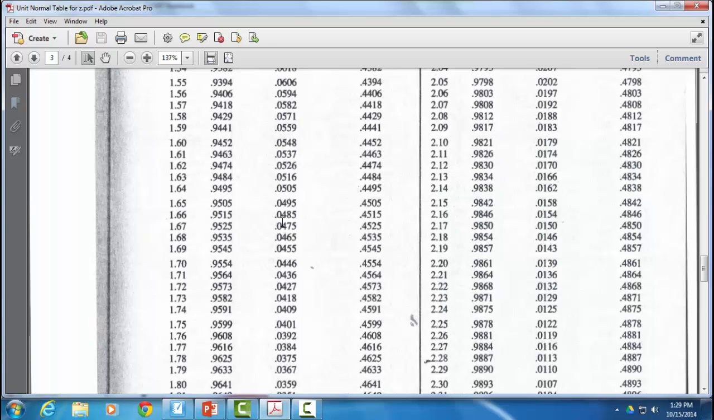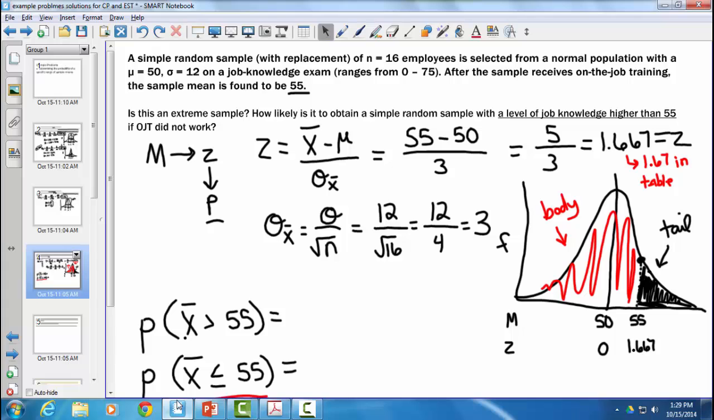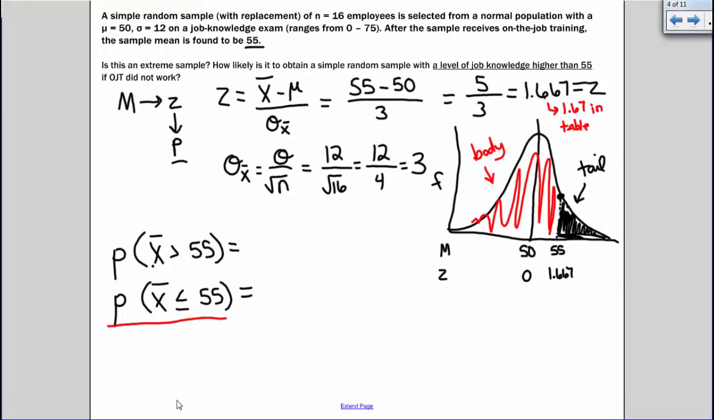So, body 0.9525. And then the tail is 0.0475. And as always, if you add those together, you get 1 because that represents the entire graph.